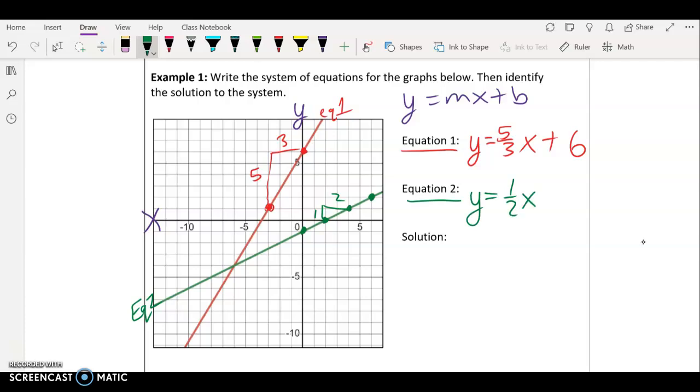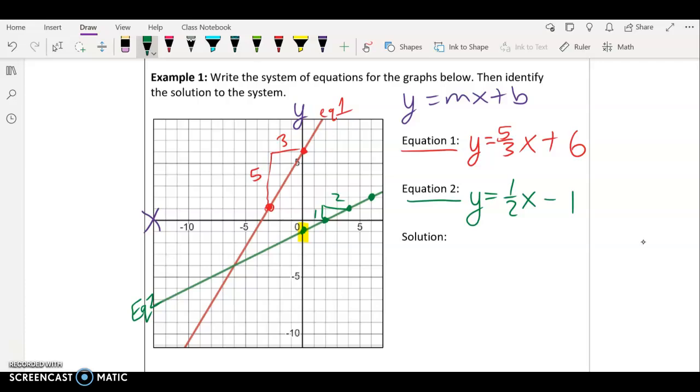And it's positive also because it's increasing from left to right. And where is our y-intercept? Remember, the y-intercept is where the graph touches the y-axis, which is at negative 1. So we have just written the system of equations in slope-intercept form.